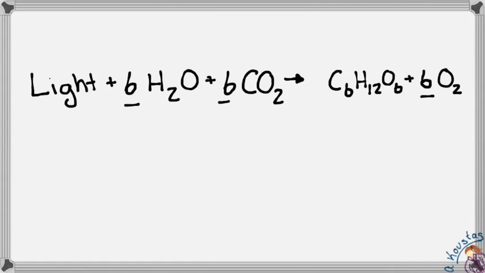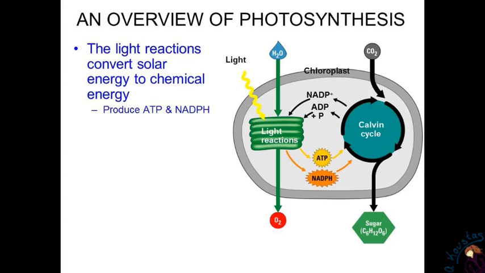But photosynthesis is actually broken up into two parts. The two parts of photosynthesis are known as the light reactions and the dark reactions, also known as the Calvin cycle. The light reactions occur along the thylakoid membrane, while the dark reactions of the Calvin cycle occur in the stroma, or the liquid, of the chloroplast.